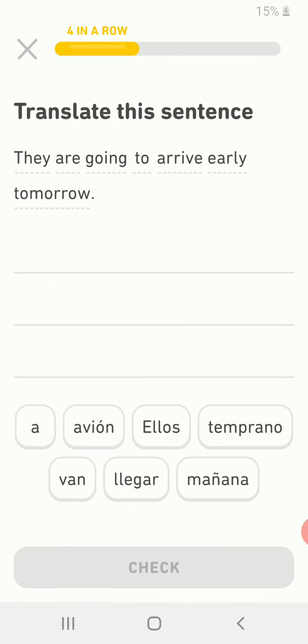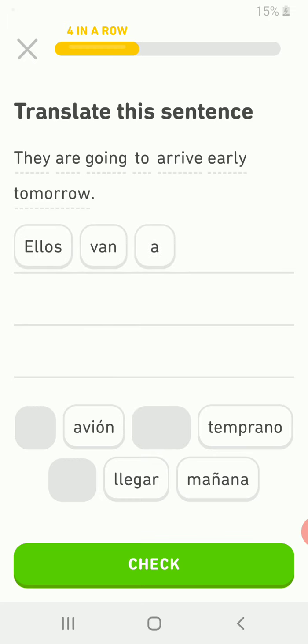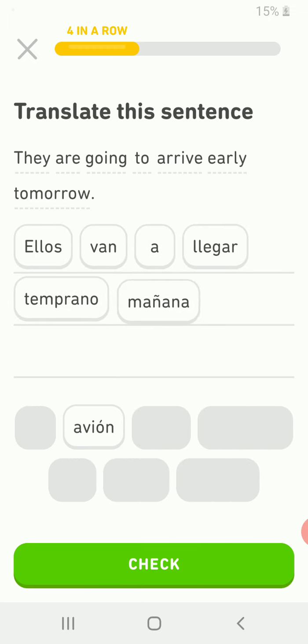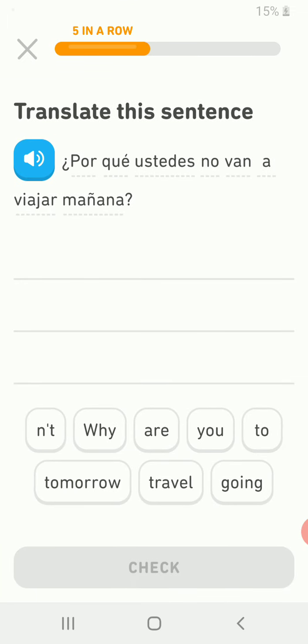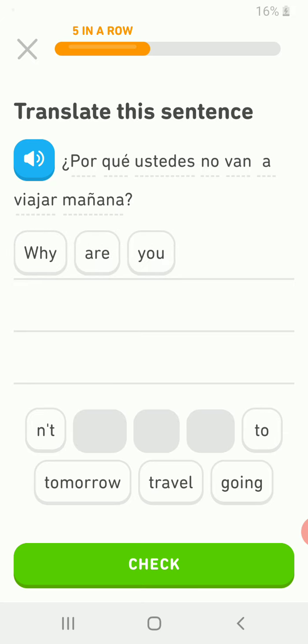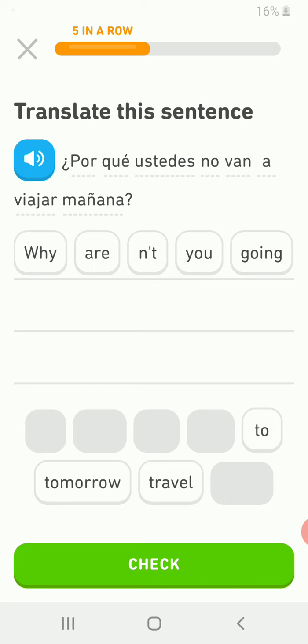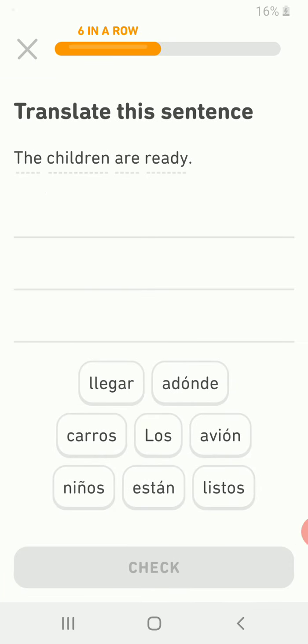And they are going to arrive early tomorrow. So, ellos van a llegar temprano mañana. Temprano, tarde. Temprano, early, and tarde means late. And or afternoon or evening, depending how you're using it, in which context. ¿Por qué ustedes no van a viajar mañana? So, why aren't you going to travel tomorrow? And that's how you ask it in English.